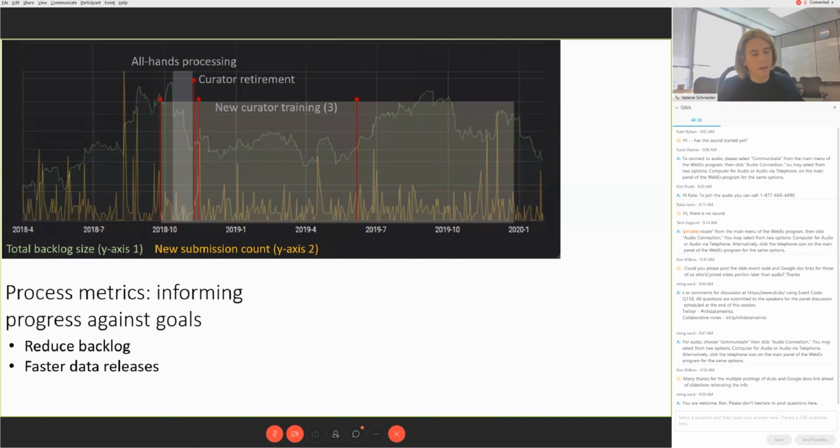And then there was an increase in the backlog as the staff output slowed during early training, and then the backlog starts to drop off again towards the end of each curator's training period as they gain proficiency. Next, please.